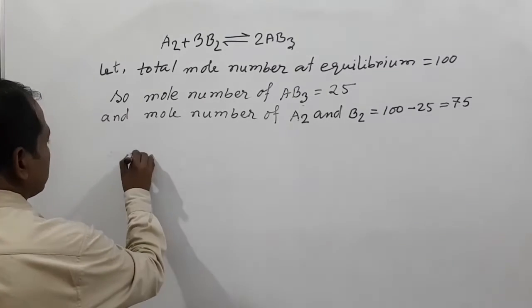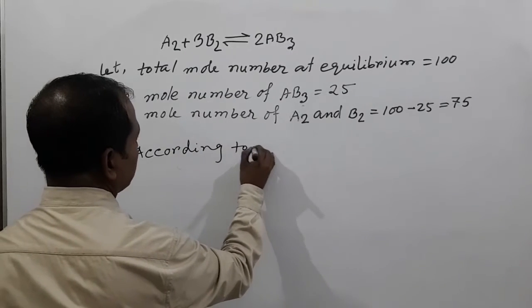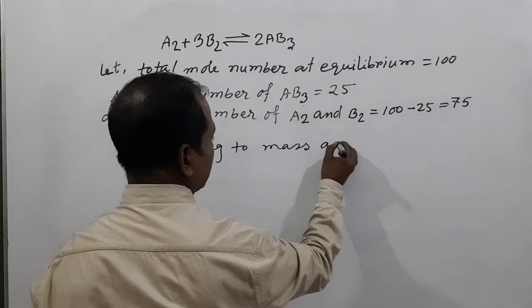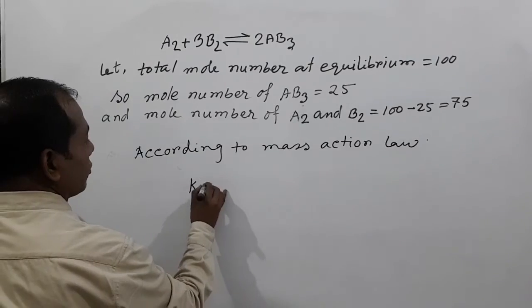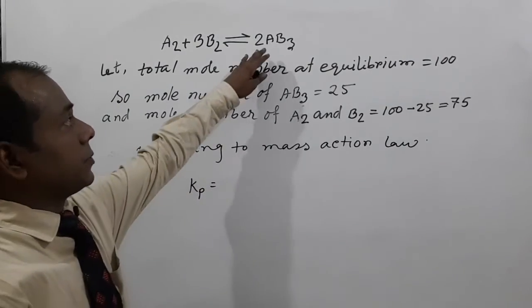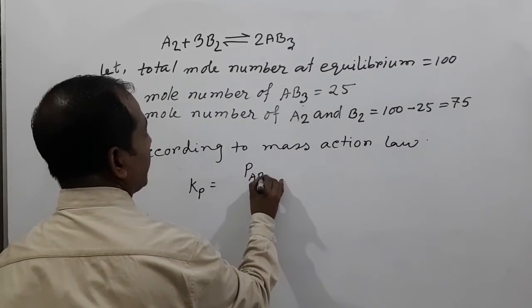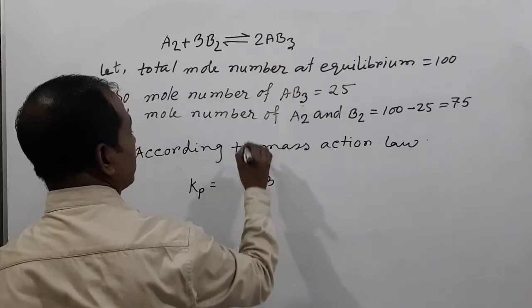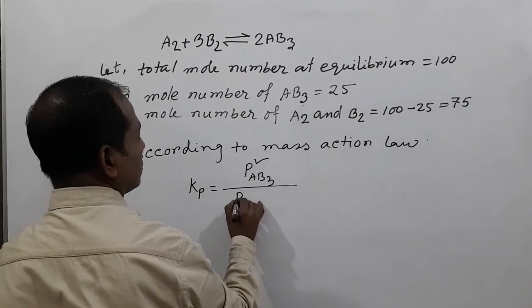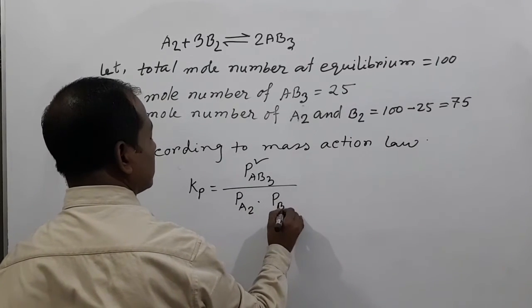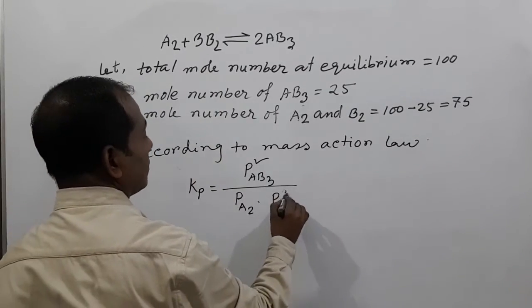Now according to mass action law, Kp equal to partial pressure of product divided by partial pressure of reactant, that means PAB3, and mole number will be the power, divided by PA2 into PB2. These are the product, partial pressure of product, and mole number will be the power.